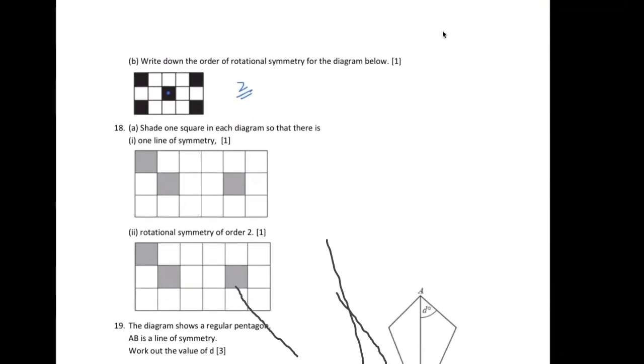Let's try the last one. Shade one square in each diagram so that there is one line of symmetry. There are 3 boxes shaded. You need to shade one more box so that there is one line of symmetry. Where should I shade this? Top right. Very good. So this is the shaded box. And if you pass a line like this, this box is going to overlap this one, and this box is going to overlap this one. Good.